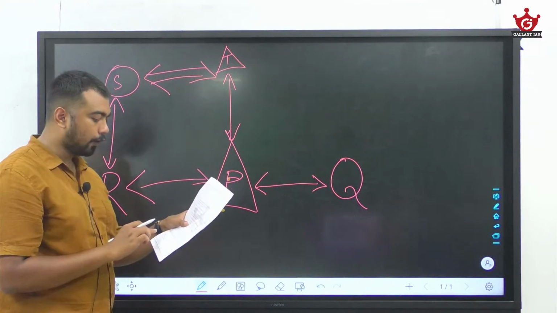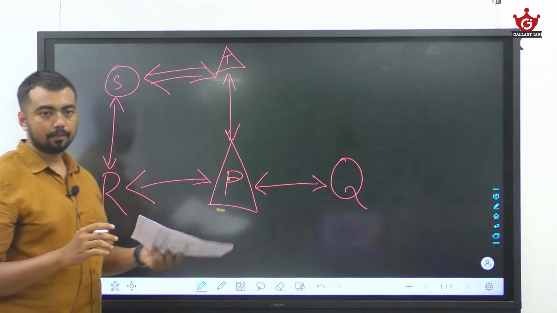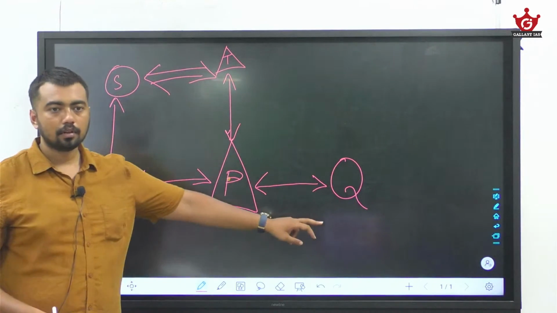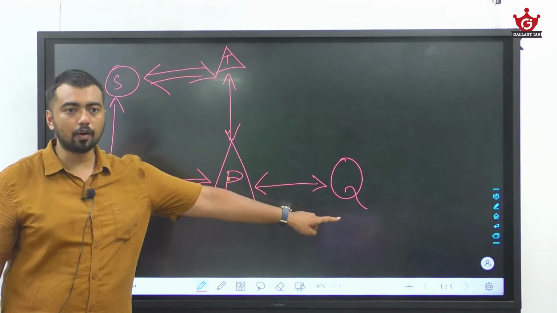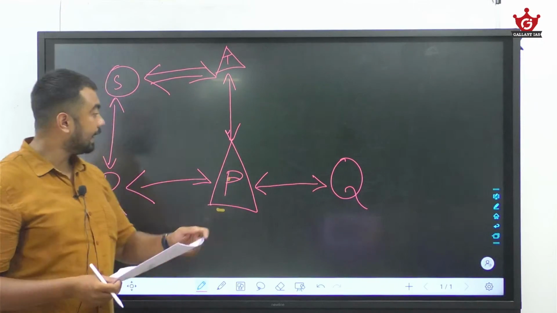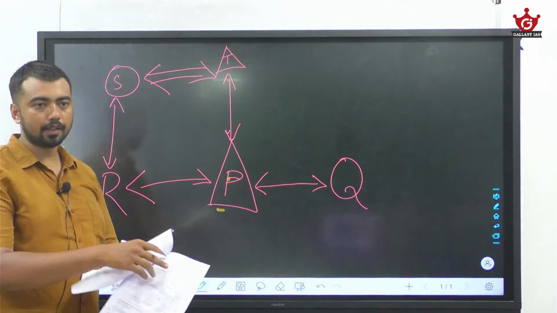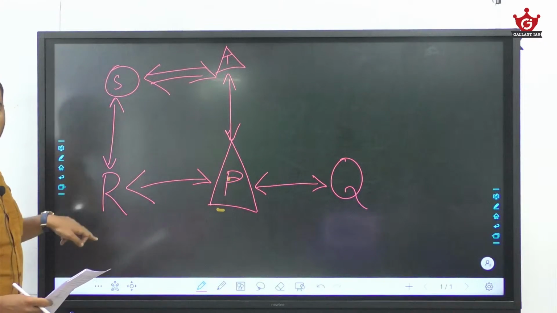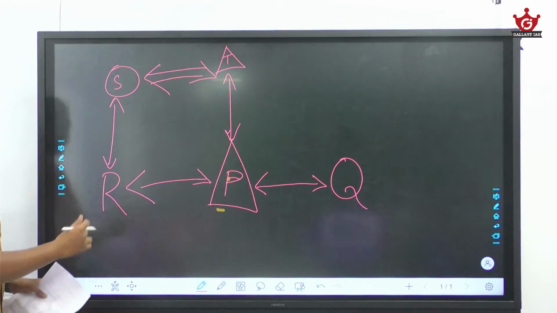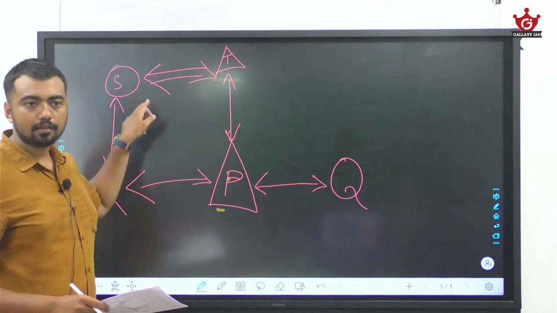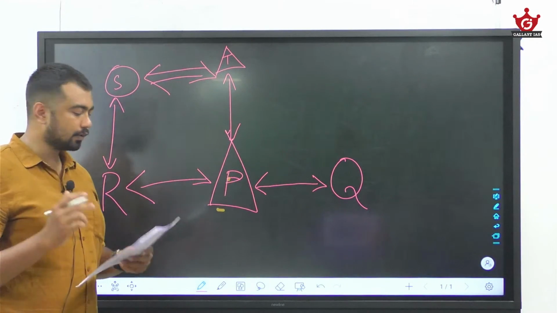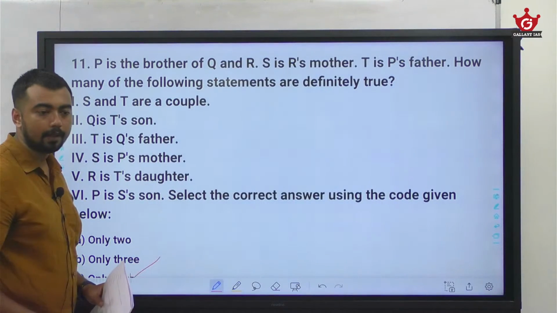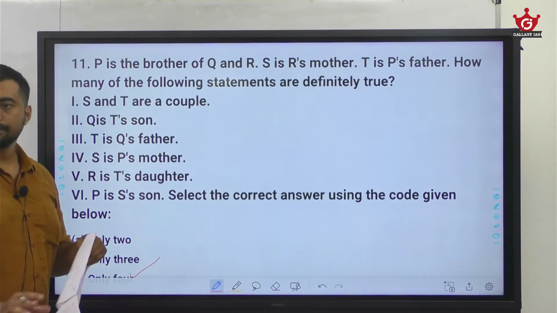So there are other sentences. How many of the following statements are definitely true? S and T are a couple. It's true, right? Q is T's son. Can we say that? Because we do not know, it could also be a daughter. We do not know the gender. Then T is Q's father. That we can say. S is P's mother. That also we can say. R is T's daughter. We cannot say that because we do not know the gender of this person. Then P is S's son. That we can say. Select the correct answer using the given code. So what is the correct answer? Only 4. Right. C, only 4 is the correct answer. Okay. Got it?